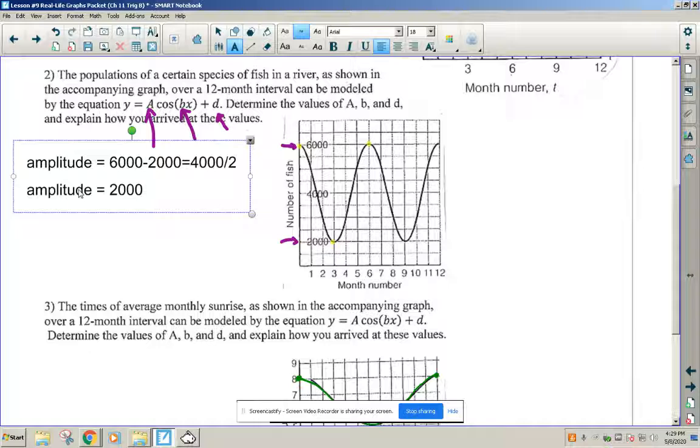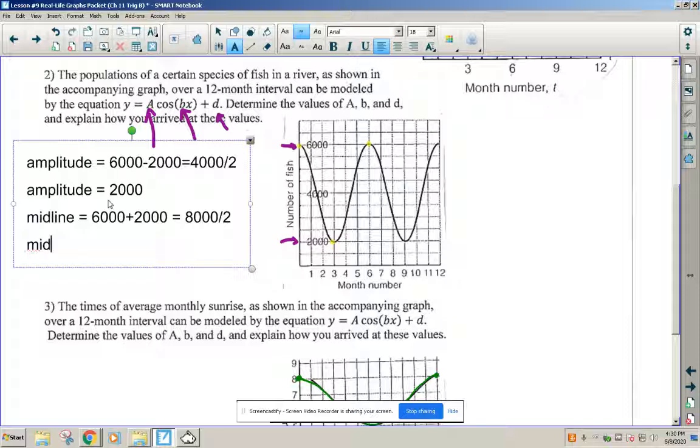Now, if I'm oscillating up and down 2,000 from the midline, the next thing the range tells me is the midline, because now I am going to take the 6,000 and I'm going to add it to the 2,000. And then I'm going to divide that by 2. And this gives me a midline that equals 4,000.